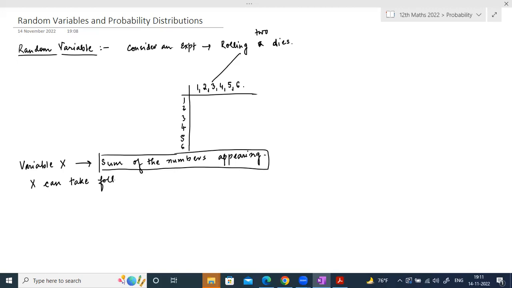That is the question that we should be able to answer because we know the experiment very well. What are the values x can take in this particular experiment? The experiment is we have rolled 2 dice together. What could be the sum? What could be the minimum sum? Let's see what could be the minimum sum and what could be the maximum sum.